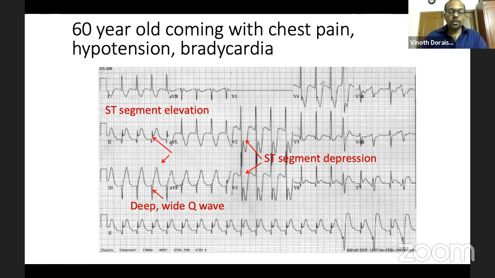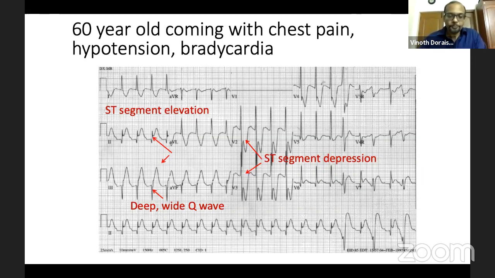I just want to turn your attention to the deep wide Q waves in lead 2, lead 3 and aVF. When you have a deep wide Q wave along with an ST segment elevation in a patient, it means the patient is having a myocardial infarction. So by knowing in which leads the deep wide Q wave and the ST segment elevation are present, we can diagnose where exactly the myocardial infarction is.